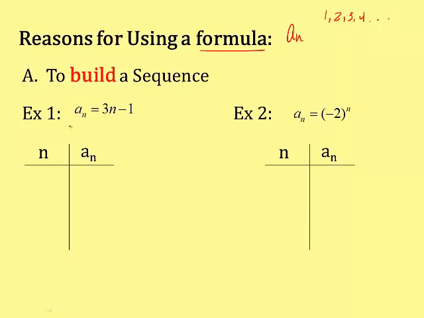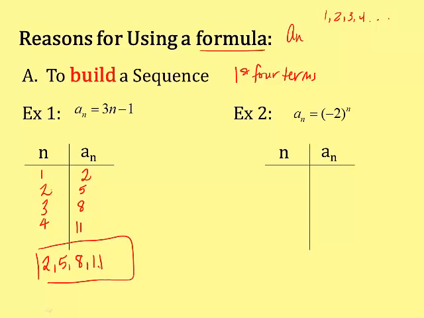So in this case, for example 1, if this is the formula for a sequence, let's say I want to find the first 4 terms. I would plug in 1, 2, 3, 4. So plug in a 1 for n for the first term. 3 times 1 is 3, minus 1 is 2. Plug in a 2. 2 times 3 is 6, minus 1 is 5. Plug in a 3. 3 times 3 is 9, minus 1 is 8. Plug in 4. 3 times 4 is 12, minus 1 is 11. So my sequence then is 2, 5, 8, 11. That's how you build the sequence.